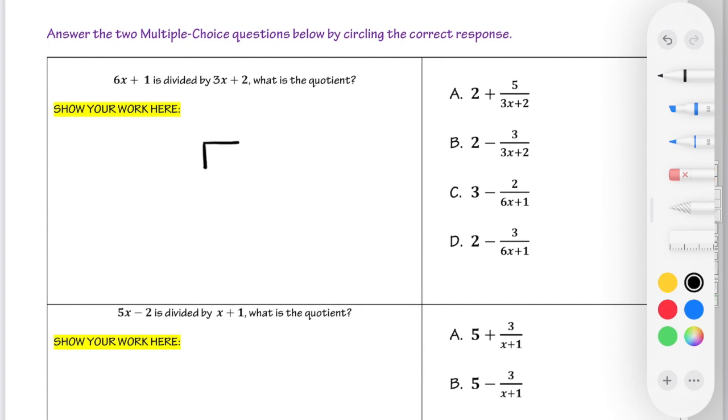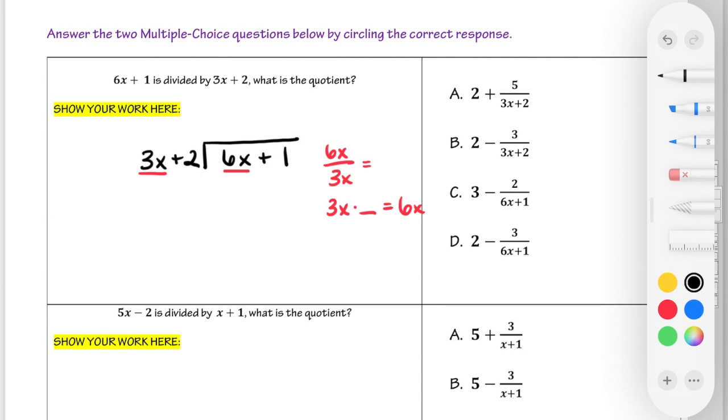So we start by setting up our long division, and the 6x plus 1 goes underneath, and we're dividing it by 3x plus 2. Step 1 is to figure out how many times the first term on the outside goes into the first term on the inside. So how many times does 3x go into 6x? One way you can do this is actually dividing 6x by 3x and seeing what you get. Another way to think about it is 3x times what gives you 6x.